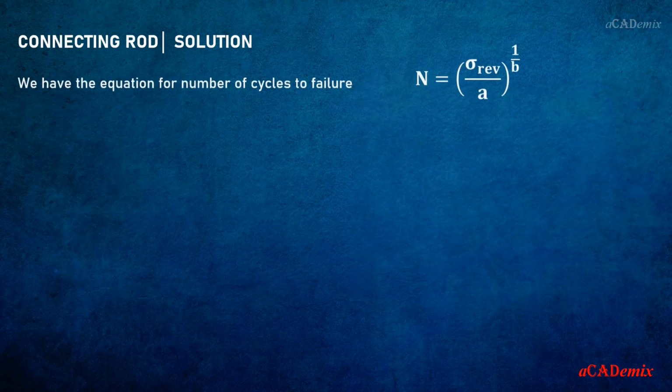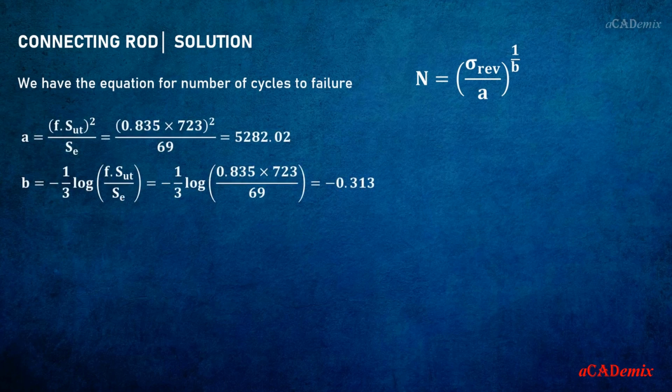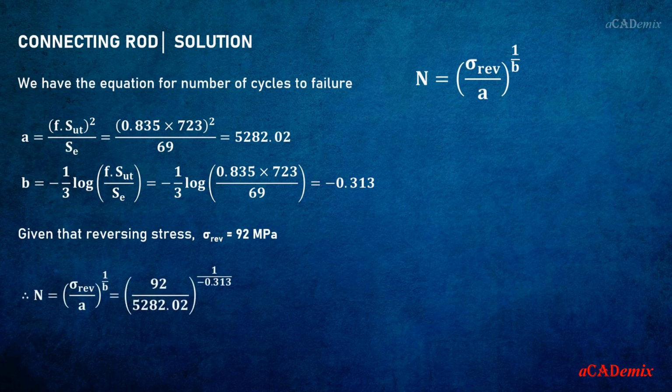Substituting the obtained values of fatigue strength fraction and endurance limit, we can find the values of a and b. Substituting the values of reverse stress value and a and b in the equation gives the number of cycles to failure. For this problem, the number of cycles to failure is 40032 cycles.